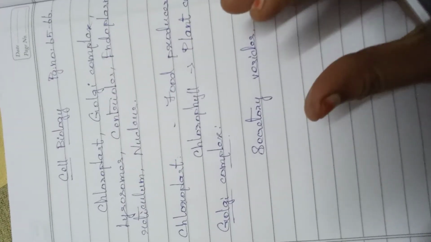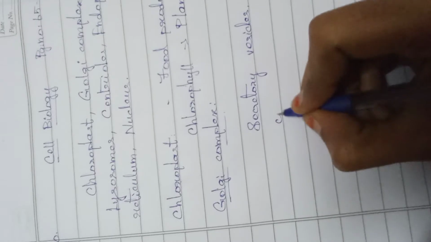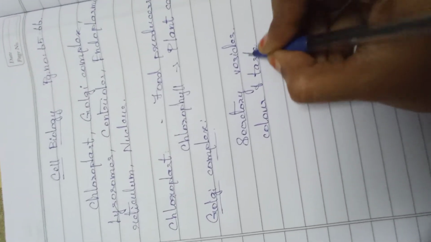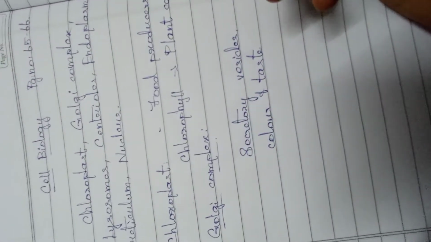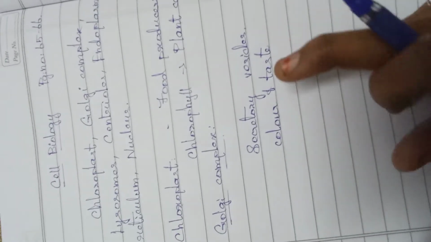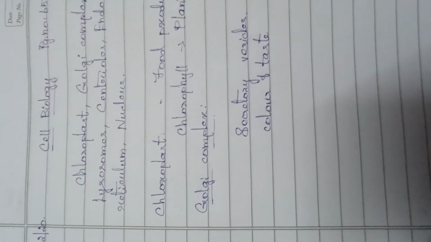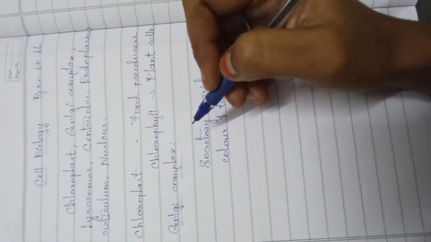which is responsible for secretion, and also gives color and taste to the fruits. The color and taste of the fruits depend on the Golgi complex, how much of it is present and how much secretion it carries out. Based on that, the color and taste of the fruits are given by the Golgi complex. So this is the main function of the Golgi complex.